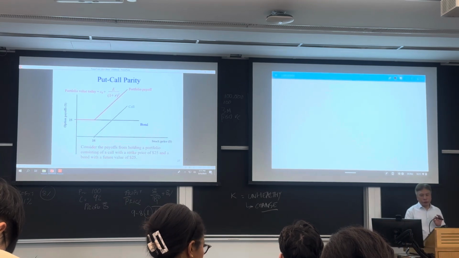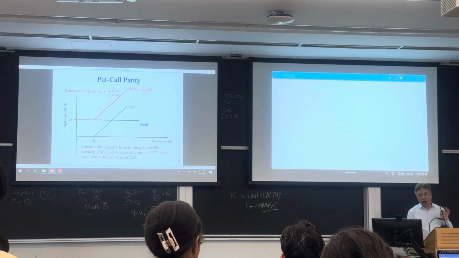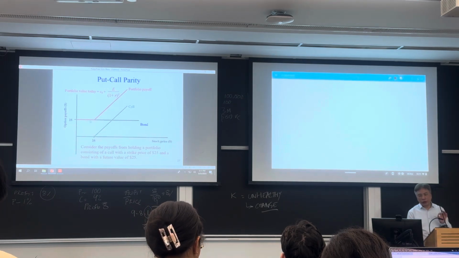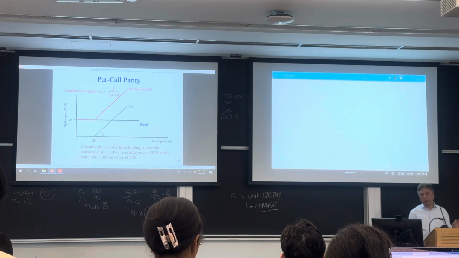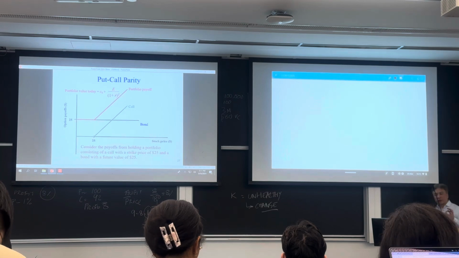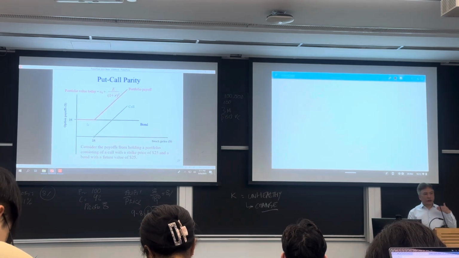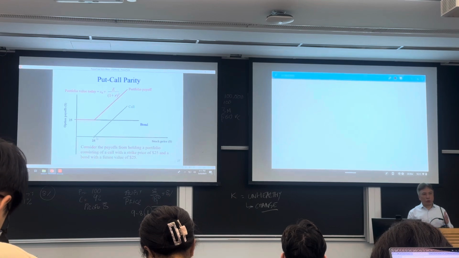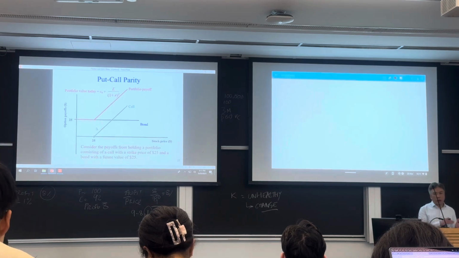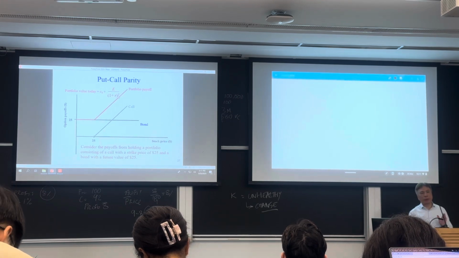Now if you do so, your payoff will be the red line, which is the sum of the payoff of a call option and the payoff of a bond. This is a risk-free bond. That means no matter what happens to the stock price, you will receive this fixed amount, $25 at maturity. So the red line is the sum of the two lines. What you do is just vertically add the black line and the green line. So this is your portfolio payoff.